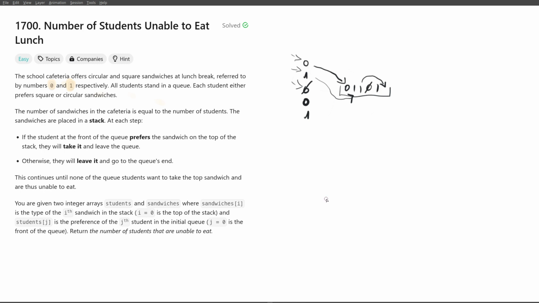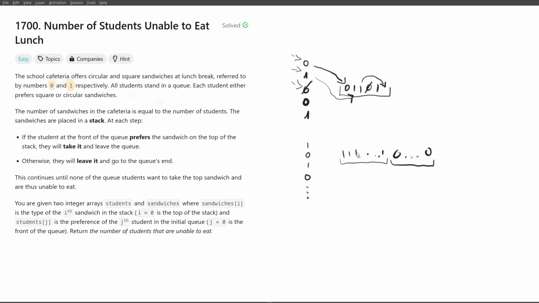And our job is to say how many students are unable to eat their sandwiches. Now, since this is an easy problem, classified as LeetCode easy, the bounds are quite lenient, and it would be possible to simulate this process. Because, for instance, if you had a big block of students of preference 1, and then a big block of preference 0, and the cafeteria had an alternating stack of sandwiches, then that simulation might take a lot of steps.